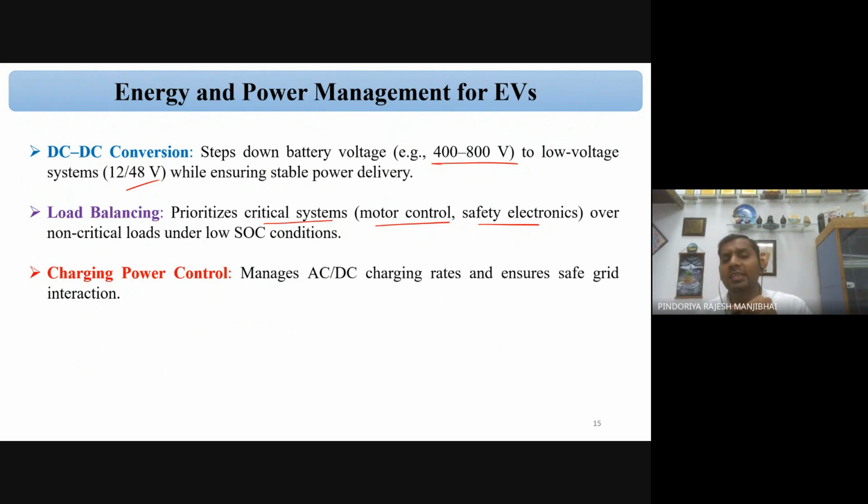And finally, charging power control. So we have to manage the AC to DC charging rate and ensure safe grid interaction. Correct? Otherwise, suppose you are not taking any power from the grid, maybe your charger is not working properly. So we have to see the proper management between the grid and the charger.